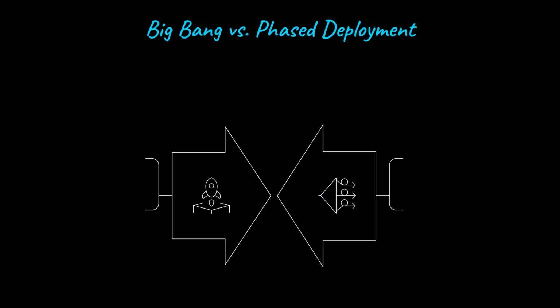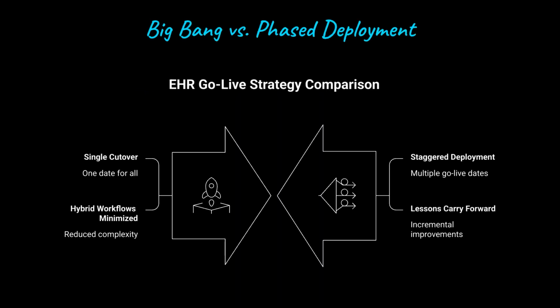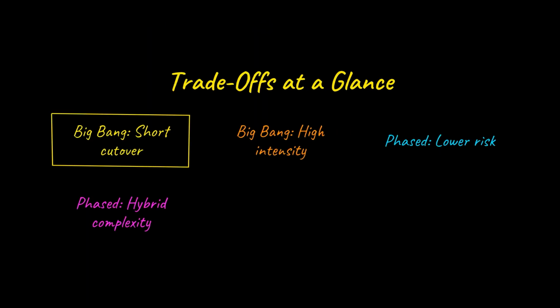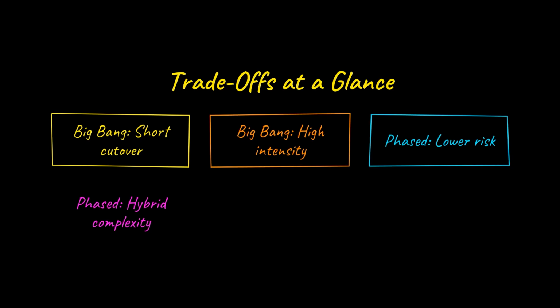The phased approach spreads deployment across weeks or months. Each unit goes live in sequence, so lessons from earlier sites inform later ones and problems can be contained. But the organization runs hybrid workflows throughout the entire period. Neither approach is universally better. Big Bang minimizes hybrid workflow time but demands enormous resources and carries higher risk. Phased deployment reduces that risk but prolongs the period when old and new systems coexist.